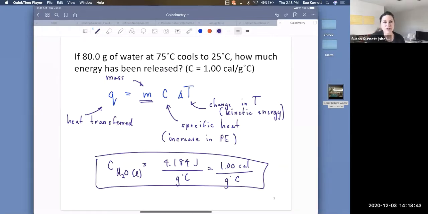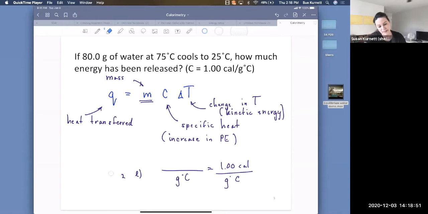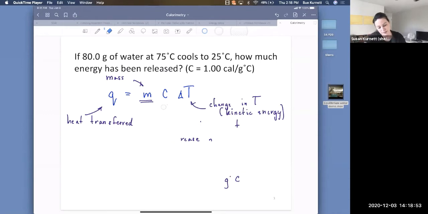Okay, so the first two problems are just, we're going to solve for one of the variables. There's 4 variables, you've been given 3. If 80 grams of water, so I know the mass, at 75 degrees Celsius cools to 25, so that's a delta T, how much energy has been released? Energy is Q, we're solving for Q.